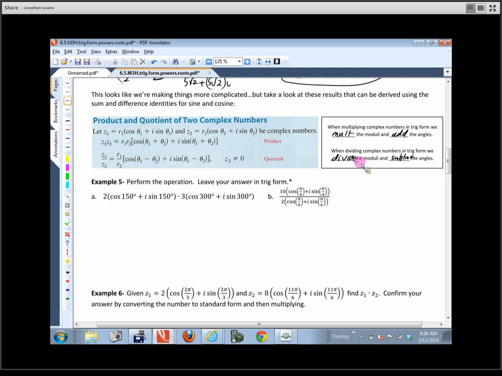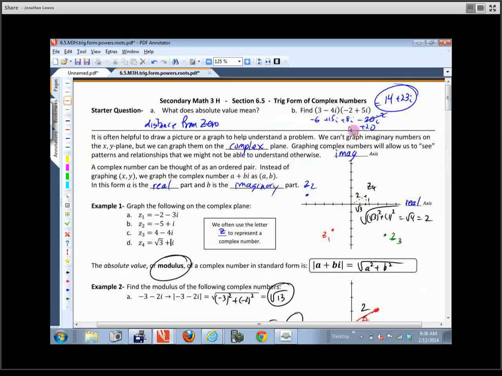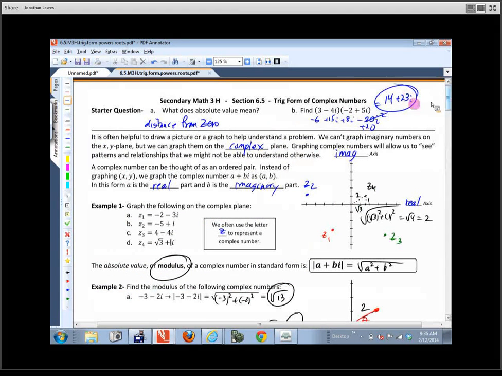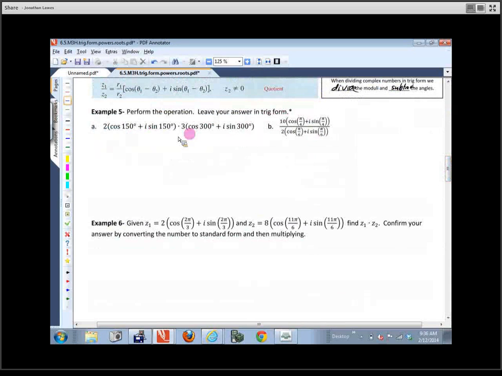Okay, so if I'm going to multiply the two of these together, now remember, we multiplied these complex numbers together. We got this, simplified it to be that. If we're multiplying these complex numbers, because they're in trig form, here's all I have to do. Multiply these two guys together. That's a 6. What do I do with the angles? Add them together. So if I take 150 and 300, I get 450.